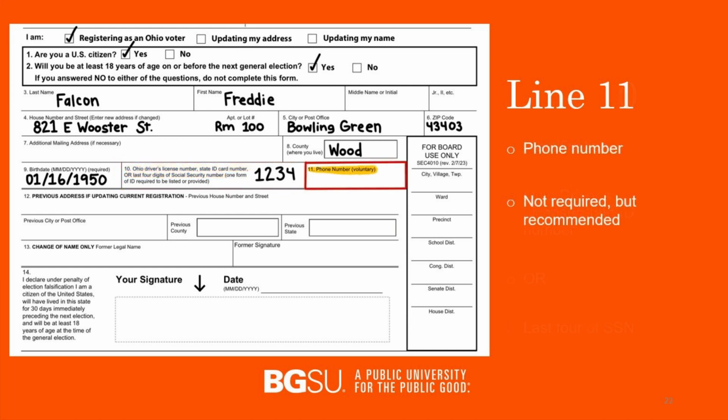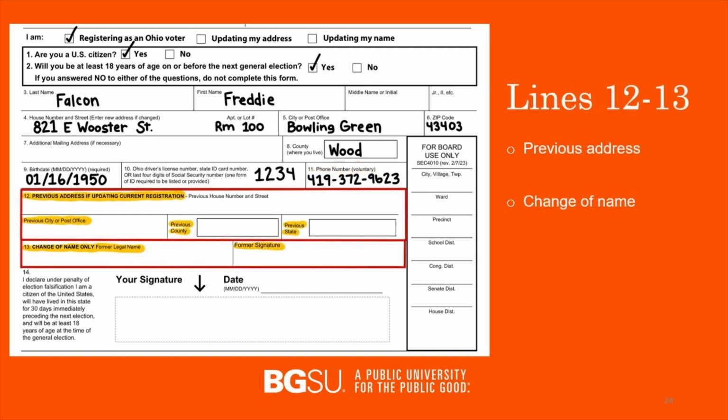Field 11, the voter's phone number, is not required, but it is a huge help to both BGSU votes and the Board of Elections in case there's something wrong with the voter registration form. It provides a way to contact the registrant. For this reason, BGSU votes encourages voters to fill it out.